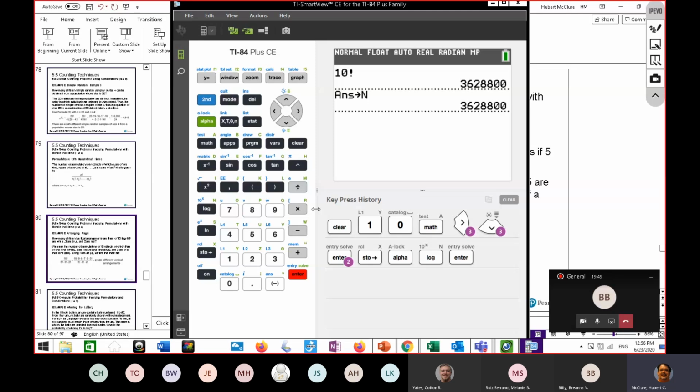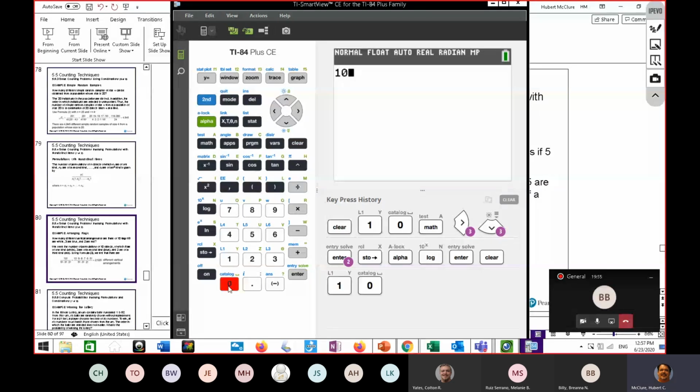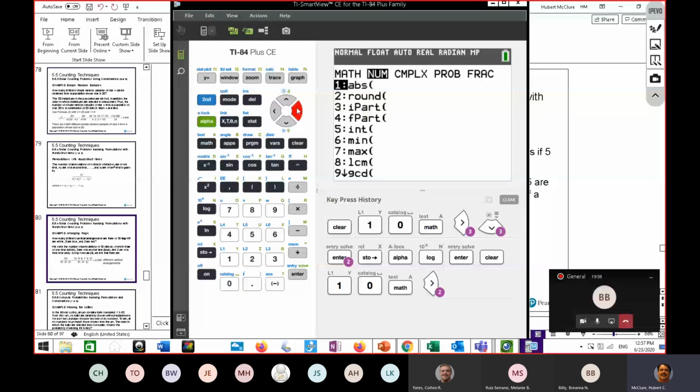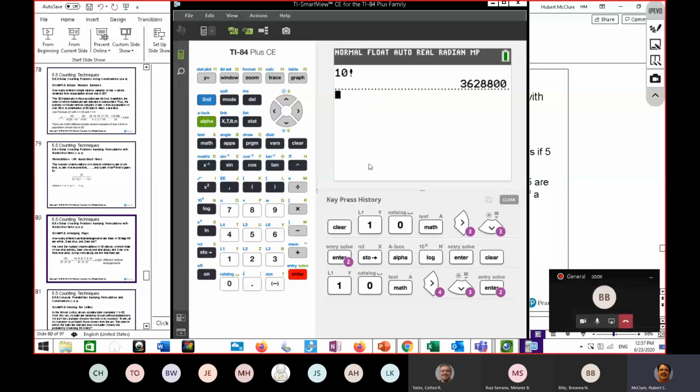I'll do it again. 10, math, probability, factorial, enter, BA number, store, alpha, log. And you've stored that in the N slot.